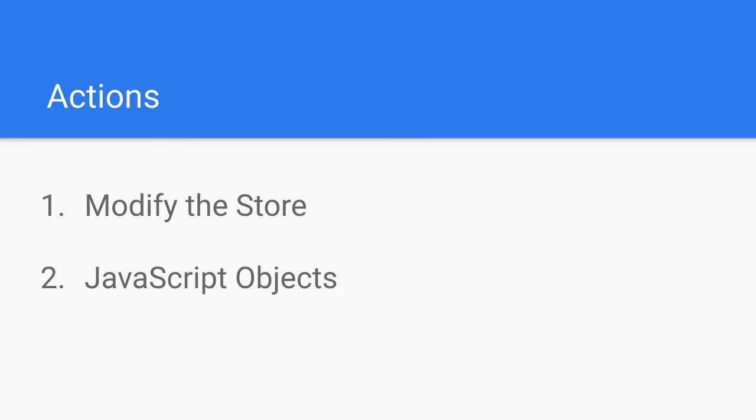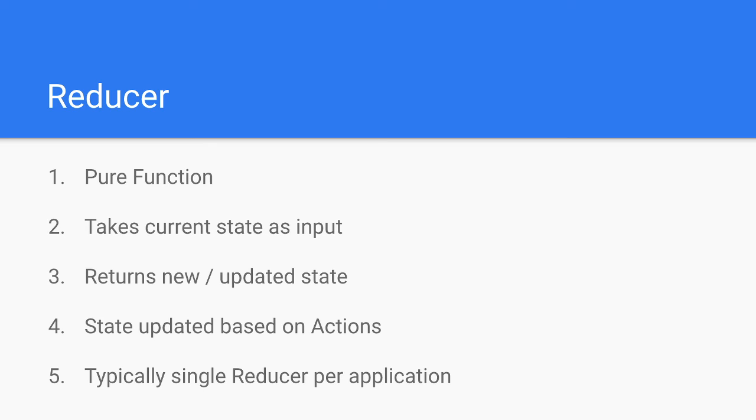Actions are simple JavaScript objects that indicate what action must be performed on the store. The final piece of the puzzle is reducer. Reducer is a JavaScript function that takes in the current state and returns a new or updated state. The state is changed based on the actions. So when the store needs to be updated, a reducer function updates it based on actions. Typically, there is one reducer per app as well.